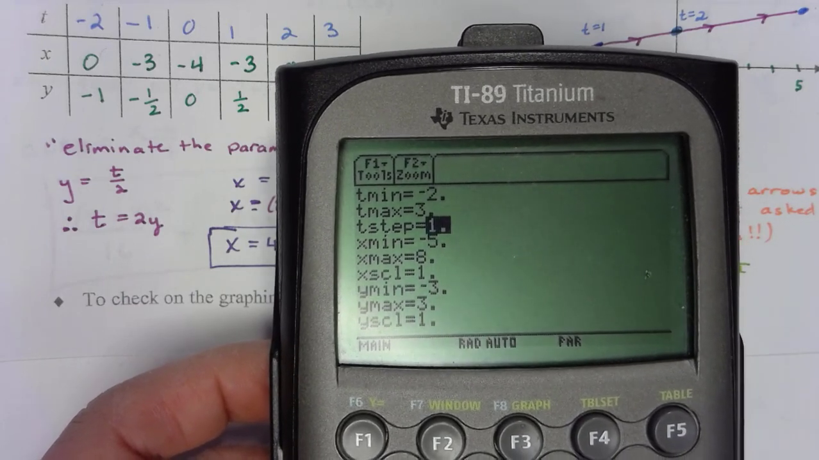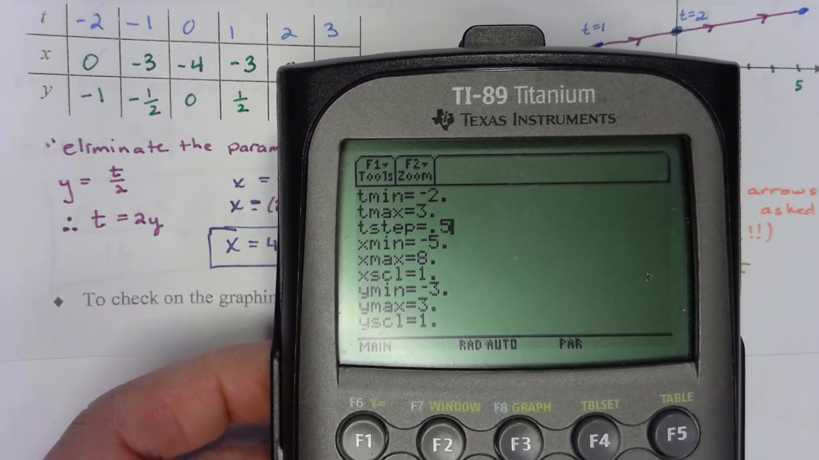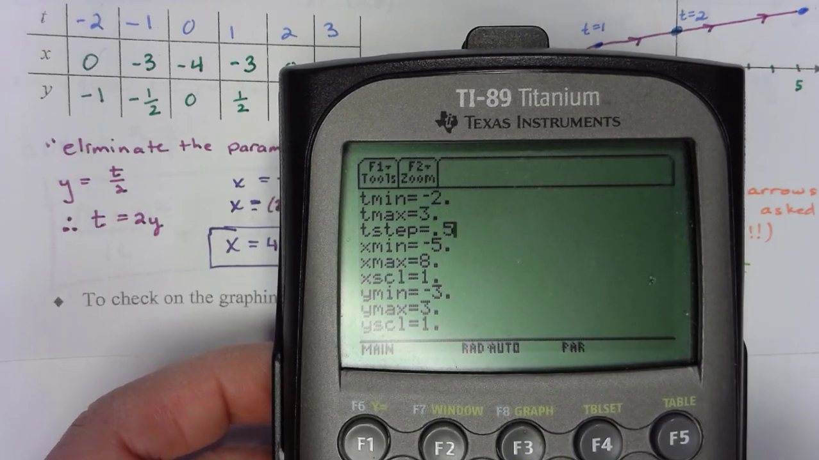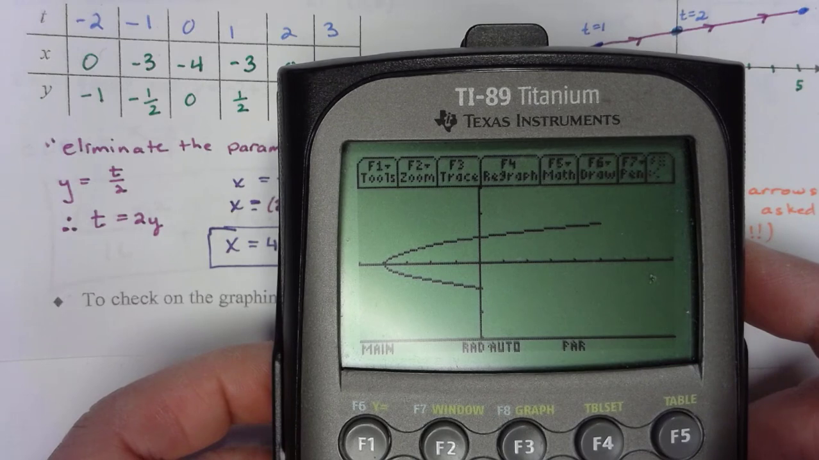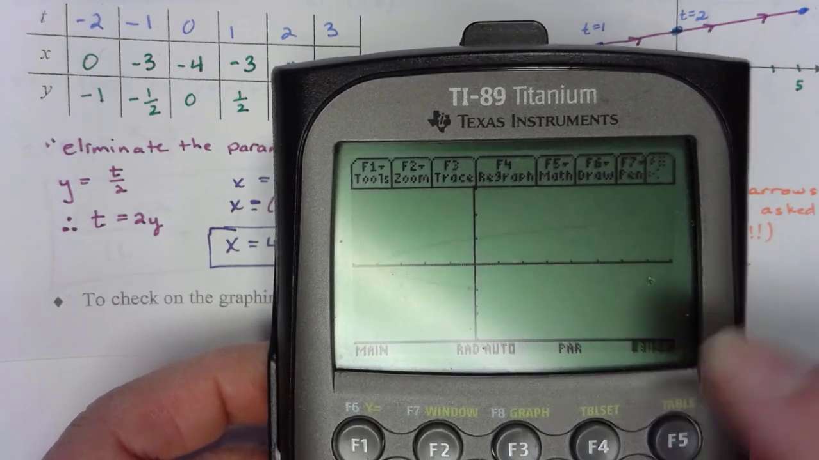Maybe I'll go 0.5. It's going to calculate values for my graph every 1/2 unit. Now let's go back and see what happens in the graph. It's a little bit slower. You got to see the ball one more time.